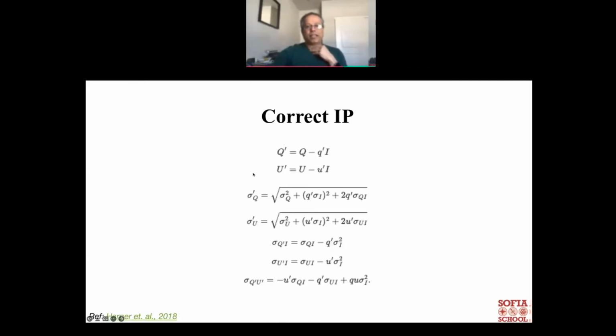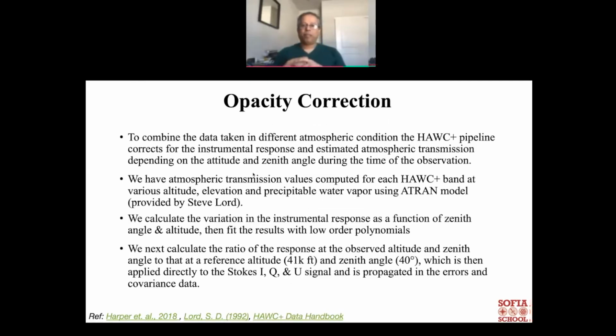So that's as far as IPs are concerned. Then we take the data we have and we correct for opacity. What is this opacity correction? It's basically, since we are observing your sources in different atmospheric conditions, whether it be at different altitudes of the plane or different elevation angles, we need to correct for those atmospheric constraints.